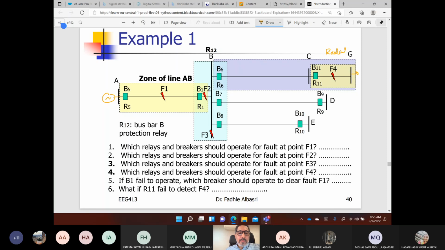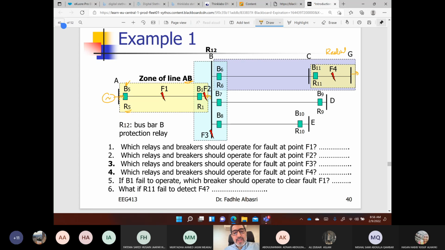Now, R means the relay, protection relay. B means a breaker. And I define the zones. So always zones start before the breaker because CT locations will be here and CT locations will be here, dedicated for the protection system responsible for detecting faults within this line between A and B.